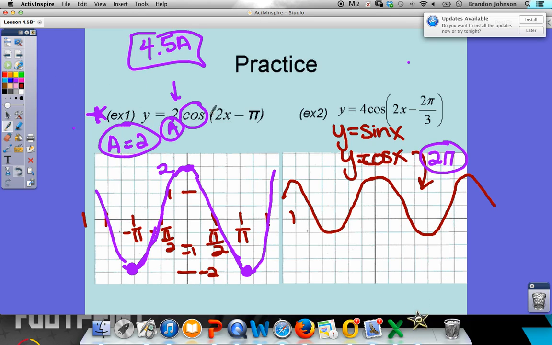Now we've got to look to our second part. Remember, our second part is our B. That represents our period, or how many times it makes a full rotation.